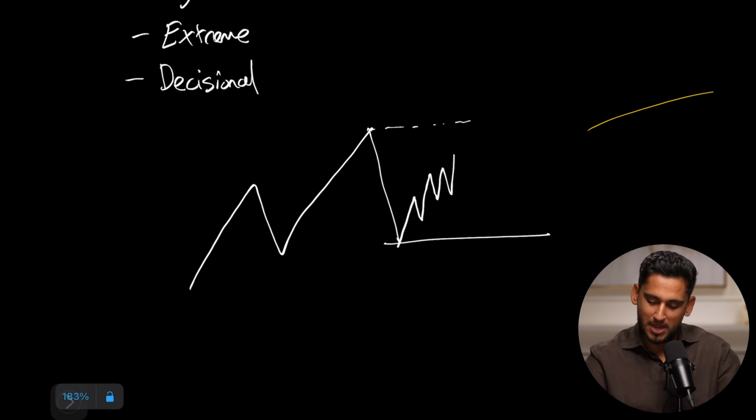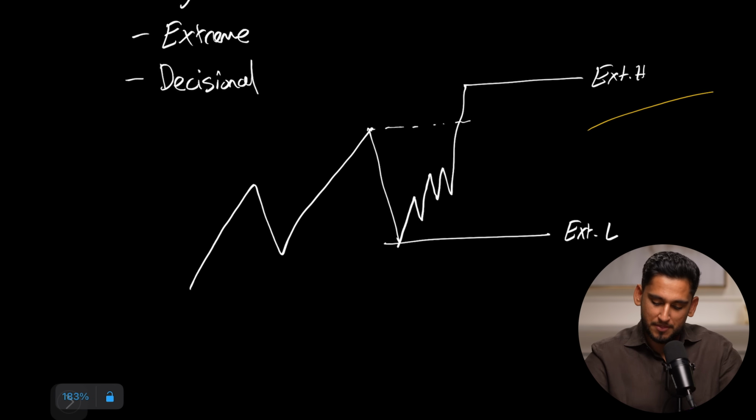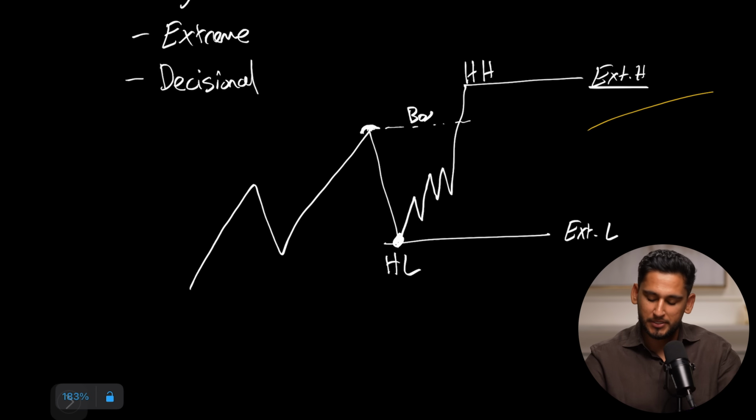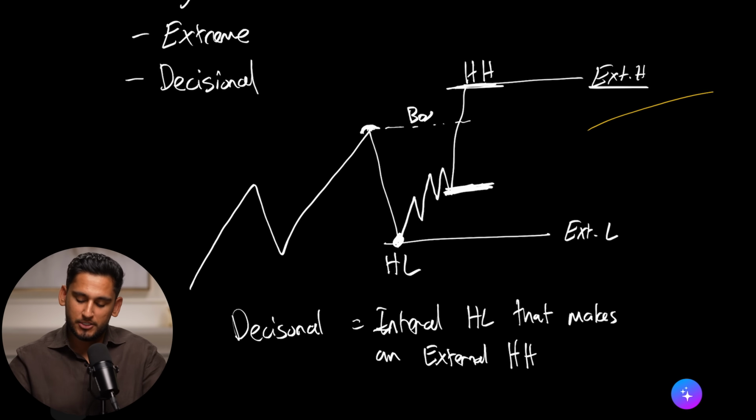And as we do this, we have a break and a new external high. And this previous external high that had the break of structure to form the new external high, who caused it? This was the extreme. This was the origination point. This is the higher low that went on to make this higher high in the market. But the guy that caused it was this one, over here on the internal range. This is the internal low that made the external higher high. So a decisional that makes the external higher high.